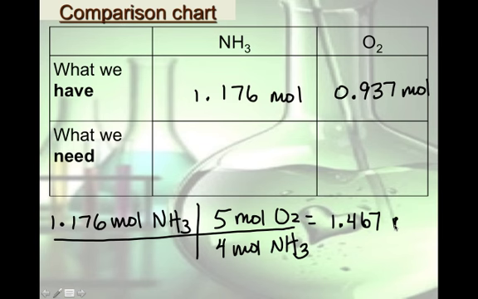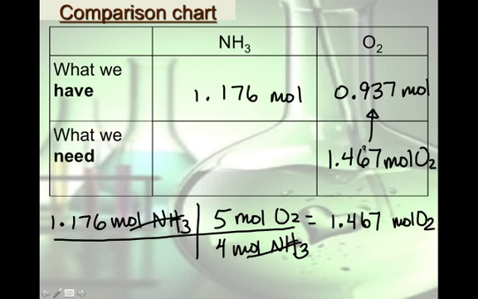1.467, and then some more digits. And that's moles of oxygen here because NH3 canceled out. So what I would need for oxygen to use up all of my ammonia is 1.467 moles of O2. What I have is less than that. So if I wanted to use up all of my ammonia, I wouldn't be able to. I'm going to run out of oxygen before I use it all up.